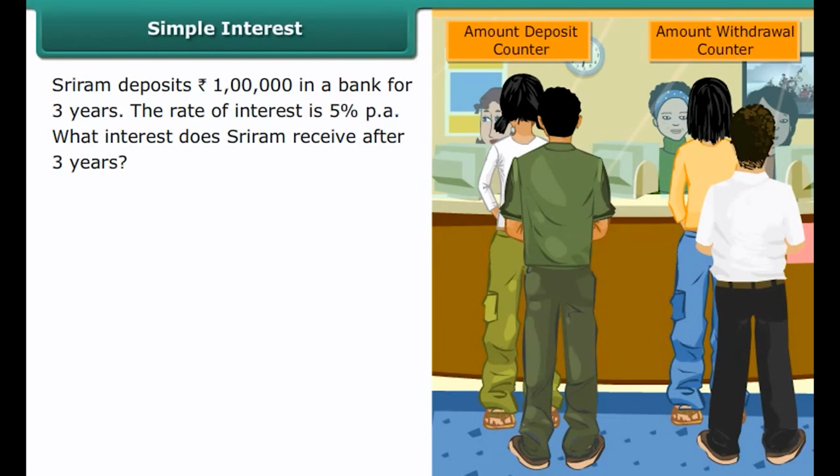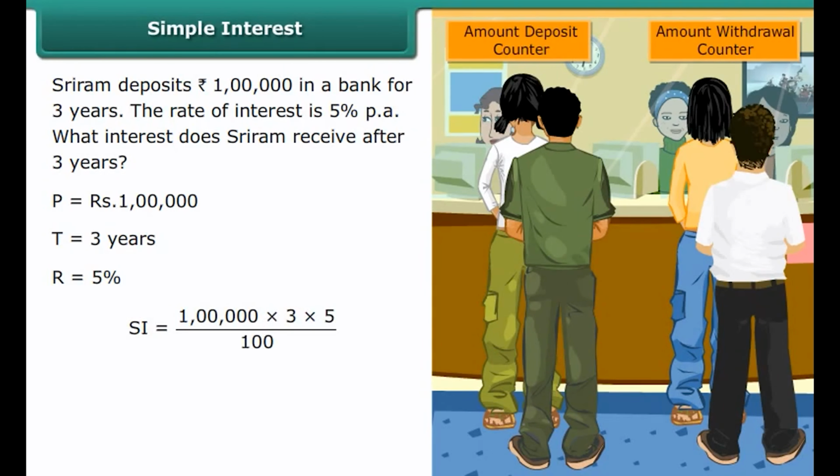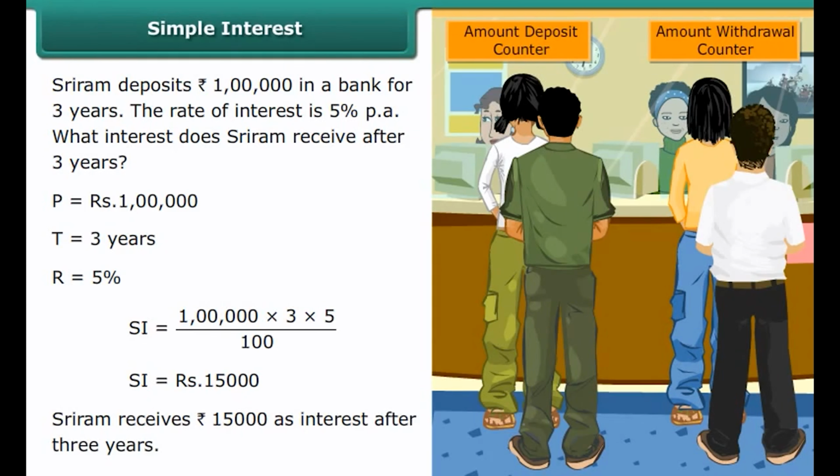Sriram deposits Rs 1 lakh in a bank for 3 years. The rate of interest is 5% per annum. What interest does Sriram receive after 3 years? Here principal is Rs 1 lakh. Time period is 3 years. Rate of interest is 5%. Now by substituting the values in the formula we get SI is equal to 1 lakh into 3 into 5 whole upon 100, which equals Rs 15,000. Sriram receives Rs 15,000 as interest after 3 years.